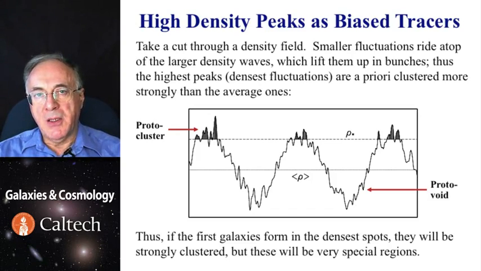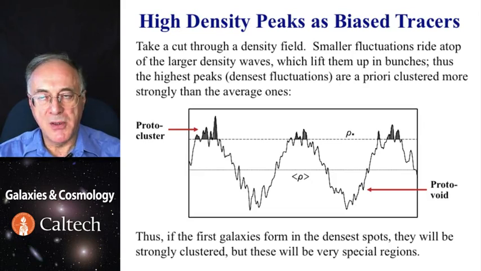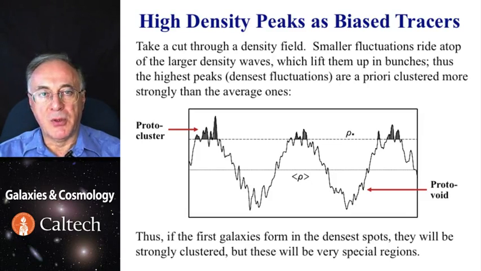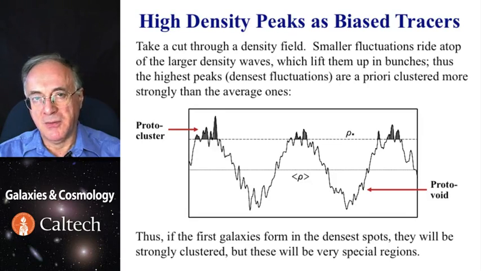And so you'd expect then that the first structure, galaxies, form in the highest spot of the density field, the deepest potential wells, and that you might see formation of protoclusters. On the other hand, there can be protovoids, which are negative fluctuations. Things are less dense than the other places.